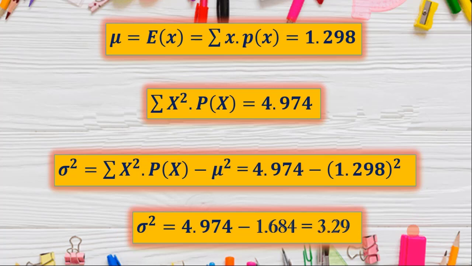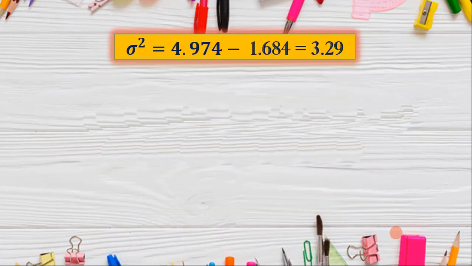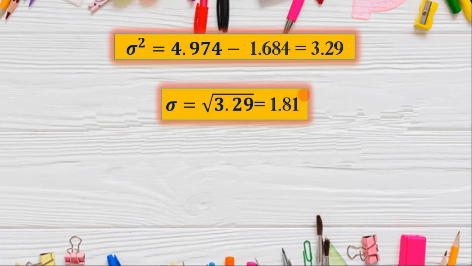It tallies with your answer key. And of course, the sigma is just the square root of 3.29, which is equal to 1.81. And it also tallies with the answer key.